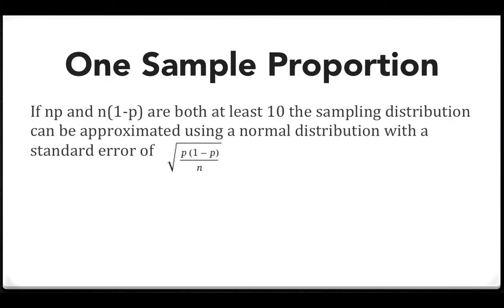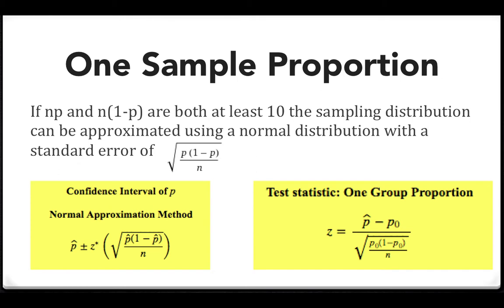If n times p and n times 1 minus p are both at least 10, the sampling distribution can be approximated using a normal distribution with a standard error of the square root of p times 1 minus p over n. If this assumption is met, then we can use these formulas to construct the confidence interval or compute the test statistic. Note that these are the same formulas that you saw last week. Now we're just plugging in the formula for the standard error, which may be applied when n times p and n times 1 minus p are both at least 10.